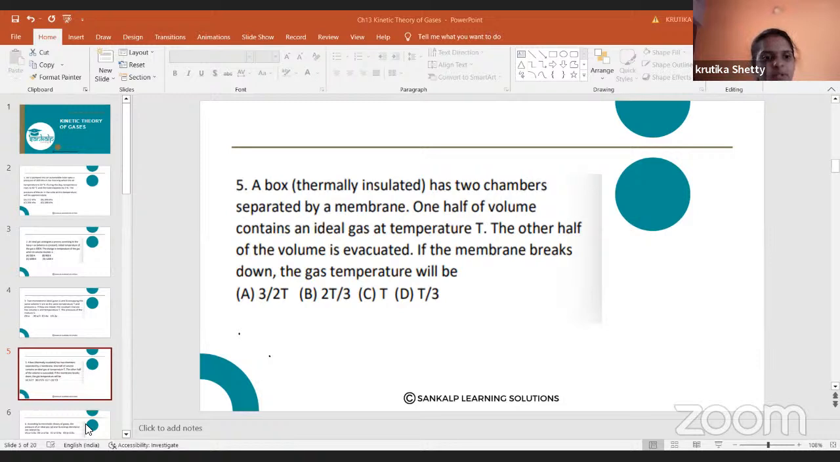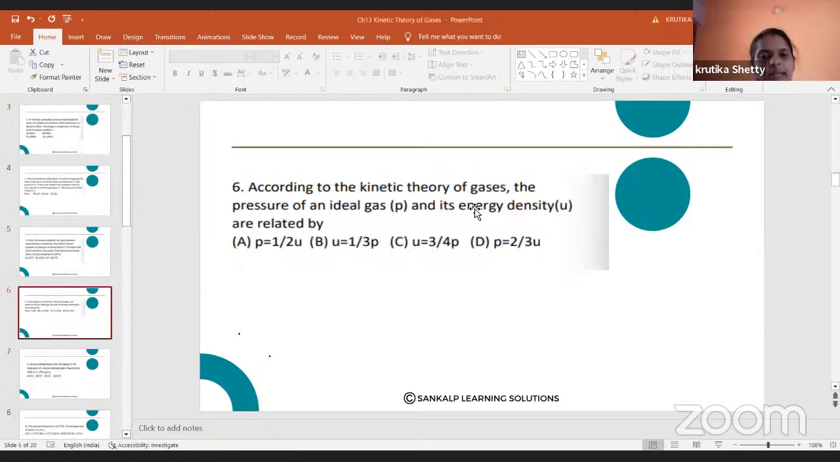Next question. According to the kinetic theory of gases, the pressure of an ideal gas and its energy density are related by. So when we looked at theory questions, we saw this in the synopsis, which expression, A, B, C, D. They are denoting energy density by U. Now, what we saw there was E, okay.